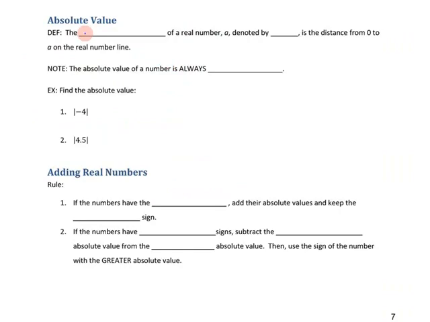Before we talk about how to add or subtract real numbers, we need to talk about the absolute value of any given real number. So the absolute value of a real number A, denoted by A with two vertical bars around it, is the distance from 0 to A on the real number line. Noting that distance is positive, that means that the absolute value of a number is always positive.